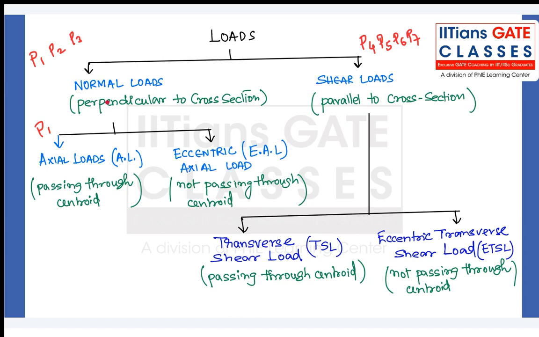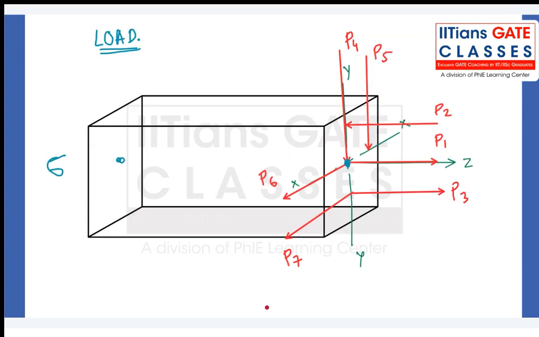If the normal load is perpendicular to the cross section but is not passing through the centroid, it will be known as an eccentric axial load, EAL. Eccentric means not through the center. It is away from the center. So look at this and tell me which of the following loads are eccentric axial loads, EAL. That is, perpendicular to the cross section but not passing through the centroid. Can you figure it out?